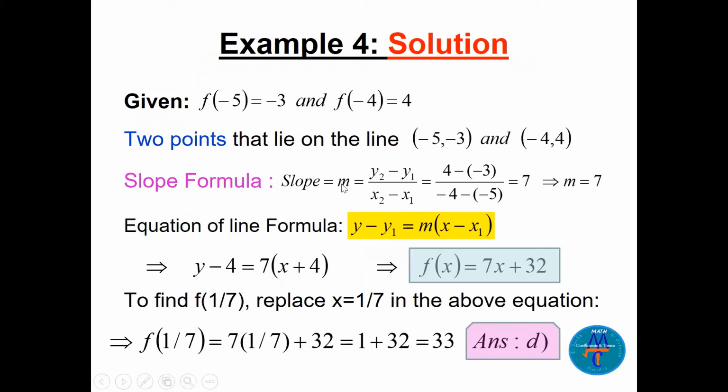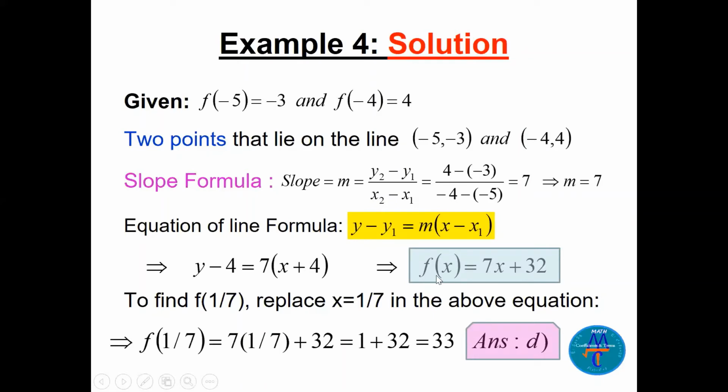So I find the slope, y2 minus y1 divided by x2 minus x1. And this one will be slope m is equal to 7. Use the equation for the line: y minus y1 is equal to m times x minus x1. These 2 points lie on the line, so I can take, let's say, (minus 4, 4). So y minus 4, 7 is the slope, x plus 4. Simplify the equation, we get 7x plus 32.